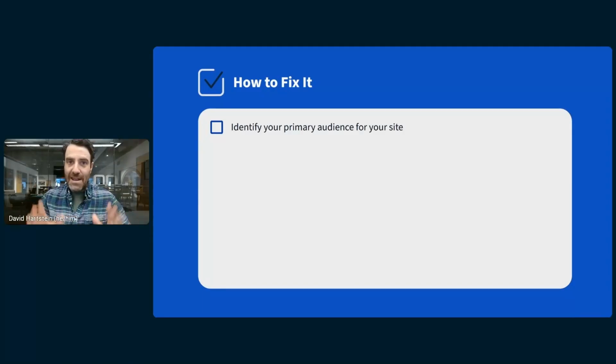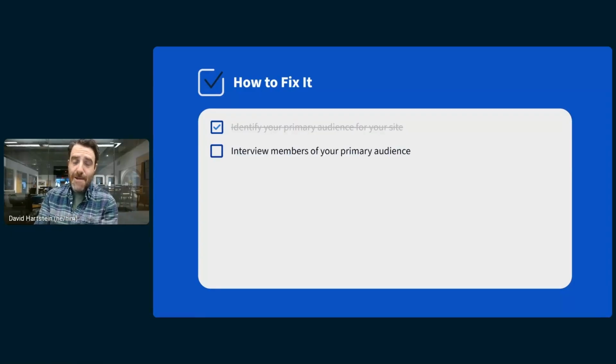Now, the major caveat here is you can have secondary audiences. You can definitely still provide them a great experience on your website and identify those second audiences, get really clear about what they care about. But knowing your primary audience is just going to make connecting with your visitors so much easier. So I always recommend starting there.